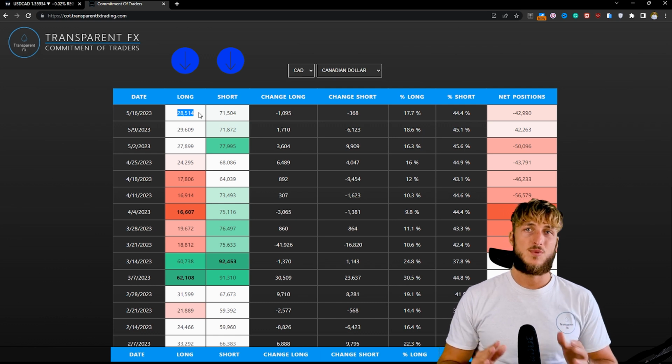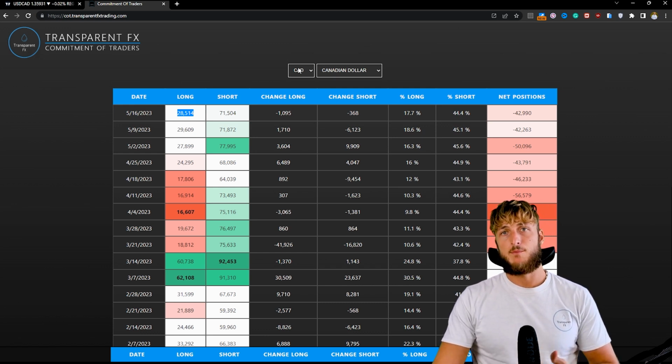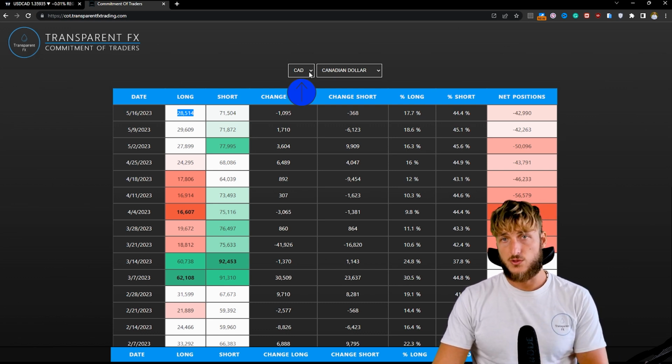So institutions have been adding shorts and closing longs respectively, therefore moving their positioning to the bearish side of the CAD. Now, a bearish CAD makes USDCAD stronger because keep in mind that if you're checking the data for the CAD, you're actually checking CAD USD because all currencies on the spot are traded against the USD.